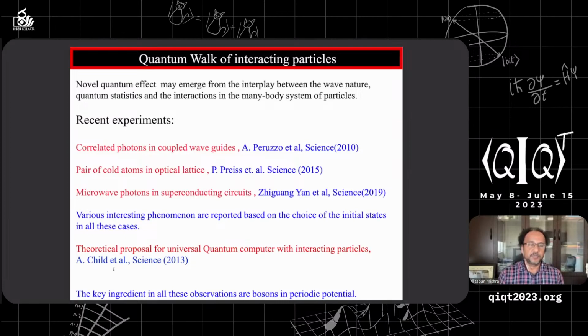And this is a very famous paper by Andrew Childs, where the theoretical proposal is also given for a universal quantum computer with interacting particles based on these Bose-Hubbard systems. The key ingredient in all these observations or theoretical predictions is bosons in a periodic potential, because bosons are easily accessible in these kinds of artificial systems. Correlated photons, cold atoms, these are cold bosons, microwave photons, these are all bosons. Therefore, the focus is towards bosonic systems, which can be easily accessed in these artificial systems.